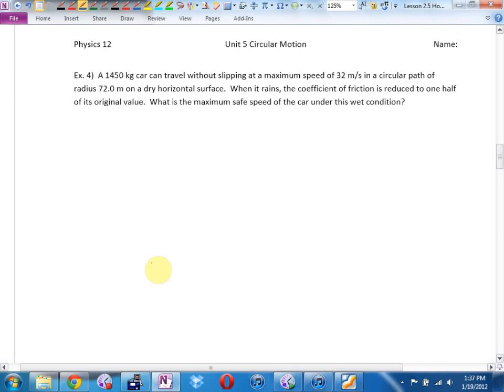Let's do a dry run and then a rain run. I think the free body diagram is going to be the same for both. So let's do my little free body diagram right here. We're looking straight at the car. What are the forces acting on it? I'm pretty sure gravity down, normal force up.